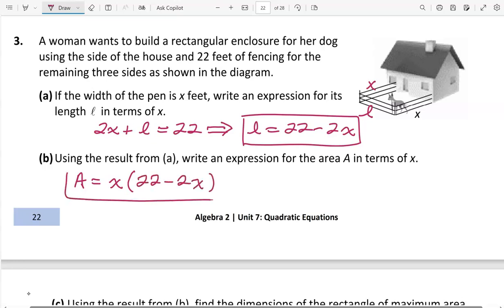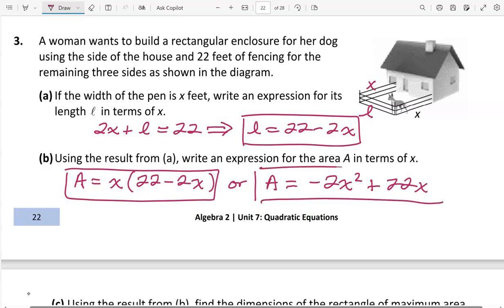And you can either leave that in factored form, or you can rewrite it in standard form if that makes it easier. I'm going to change the order of the terms as I write that in standard form and write the x squared term first, since that will now be in standard form, ax squared plus bx plus c.